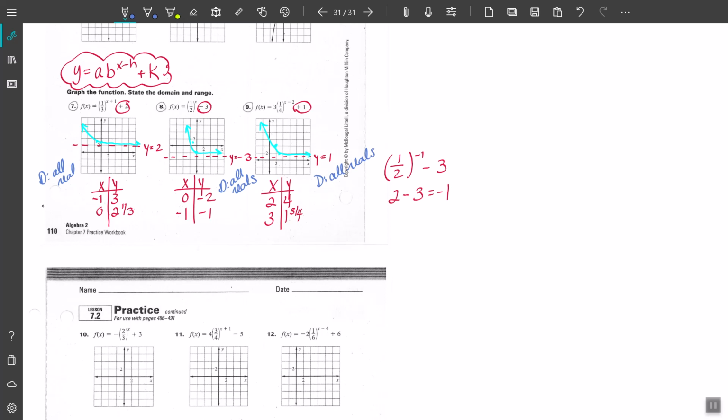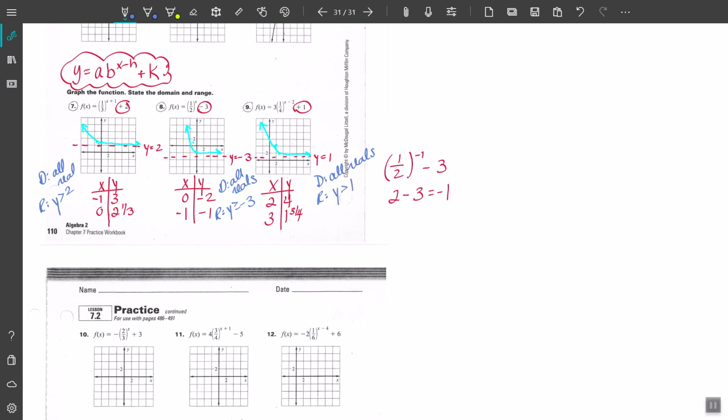Now the range, what you want to look at for the range really is your asymptotes, because that's telling you the line that it can't cross, and it can't even touch it. So like on number 7, that tells us that everything above the asymptote is allowed, things below are not. So the y's have to be greater than 2. On this one, the y's have to be greater than negative 3. And on this one, they have to be greater than 1.